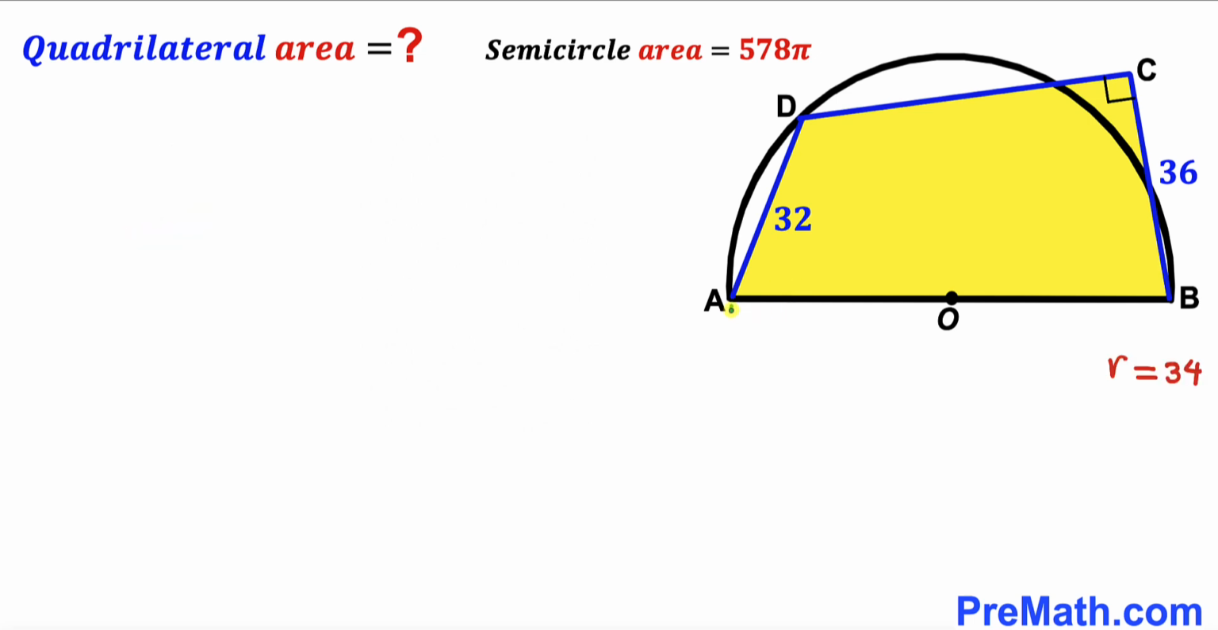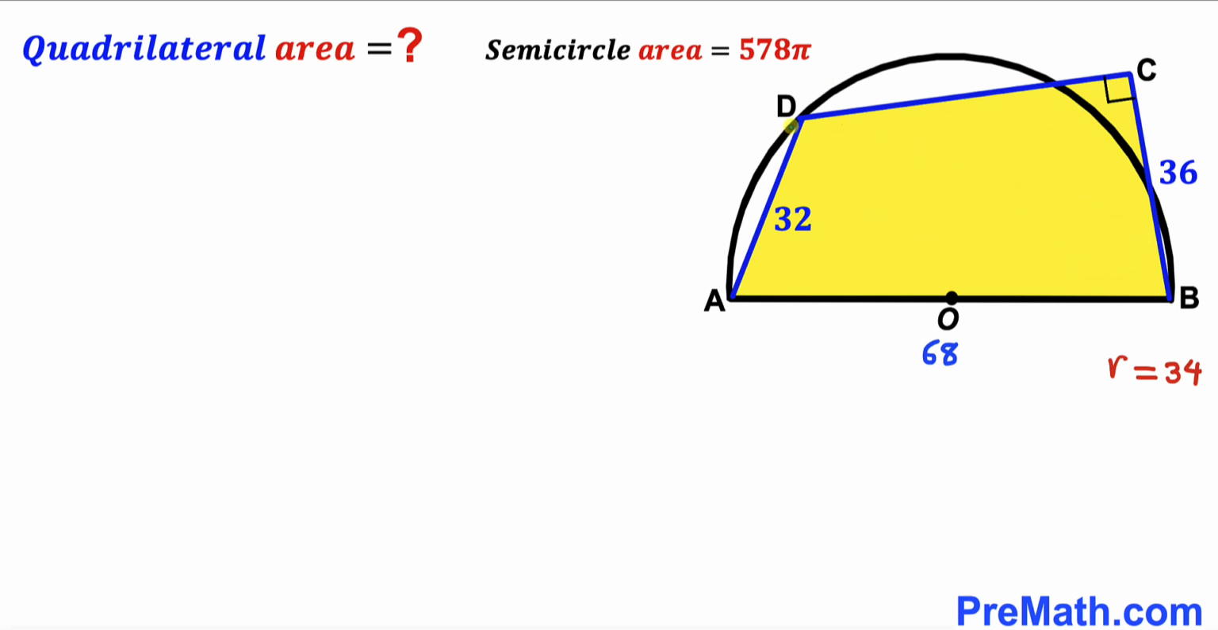So thus this radius AO is going to be 34 units, and likewise this radius OB is going to be 34 as well. So therefore this whole diameter AB length is going to be 34 plus 34, which gives us 68. And now let's focus on this yellow shaded quadrilateral ABCD.